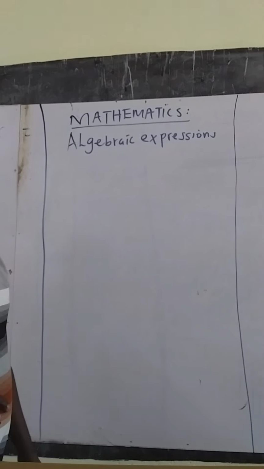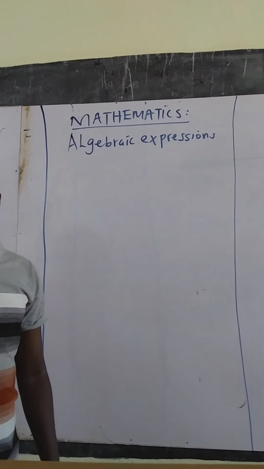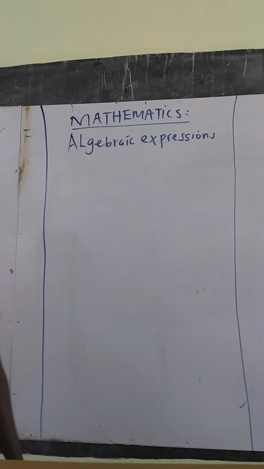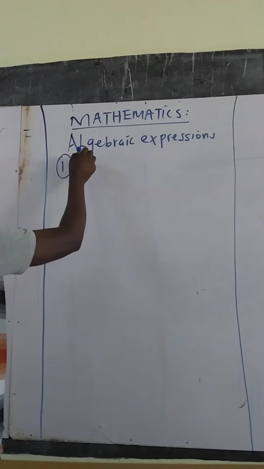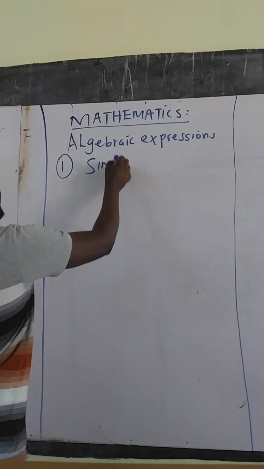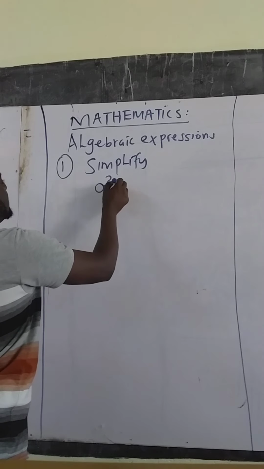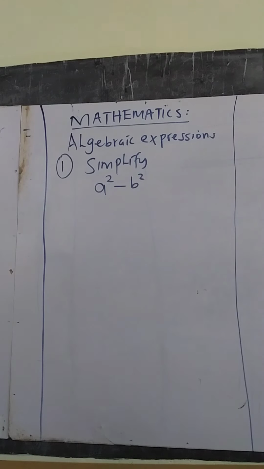I will just start with the first equation that I want to show you how to solve. That is the first equation. If you are told to simplify a squared minus b squared, then you are given 2 marks.